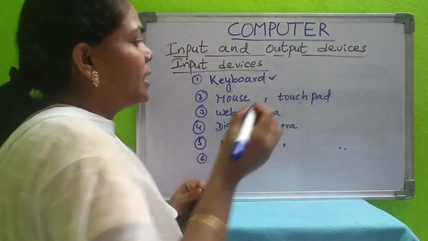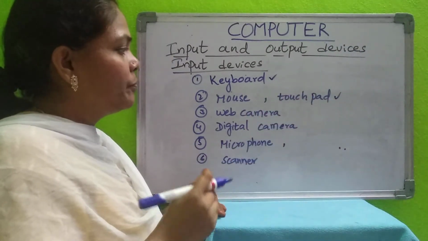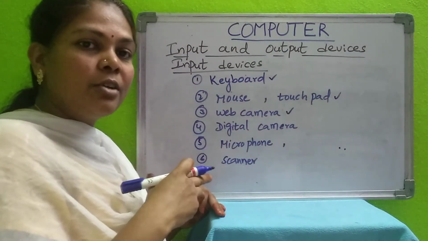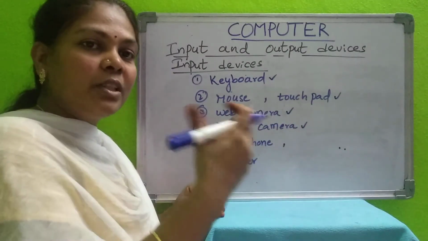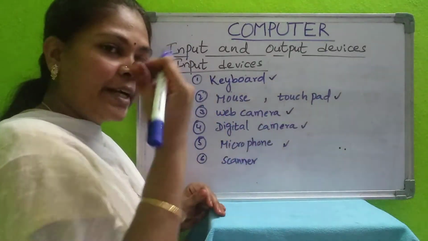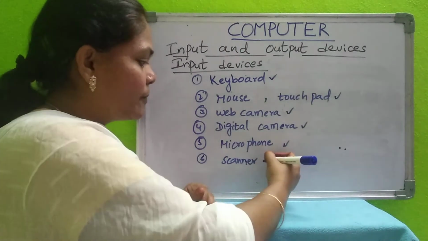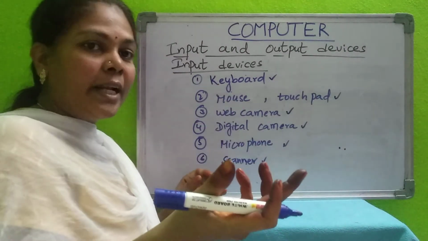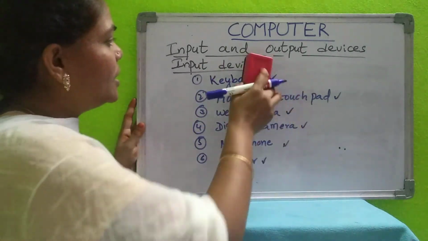From the keyboard, letters, numbers, special characters. From the mouse, you can select any object, draw pictures and color pictures. Web camera, videos: you can record video and do video chatting. Digital camera, here we give photographs as input to the computer. Using a microphone, which comes with a headset or separately, you can record sounds. Scanner, you can make any printed or written page an electronic image in the computer. All these are the input devices.